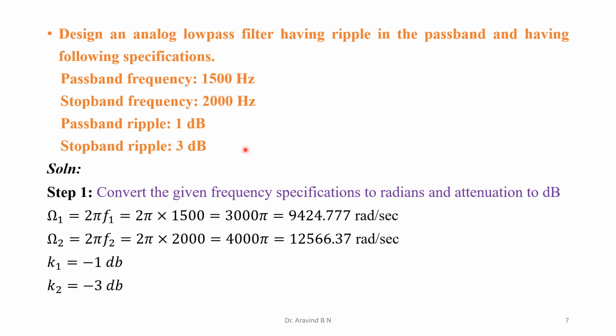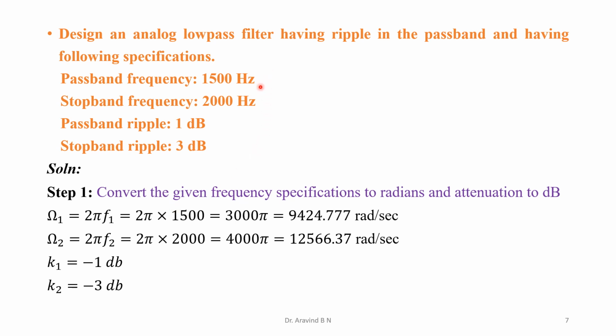Let us go through a problem related to the Chebyshev filter. The problem statement: design an analog low-pass filter having ripple in the passband and having the following specifications. Passband frequency 1500 Hz, stop band frequency 2000 Hz, passband ripple 1 dB, then stop band it is 3 dB. So let us go through the step-by-step procedure.